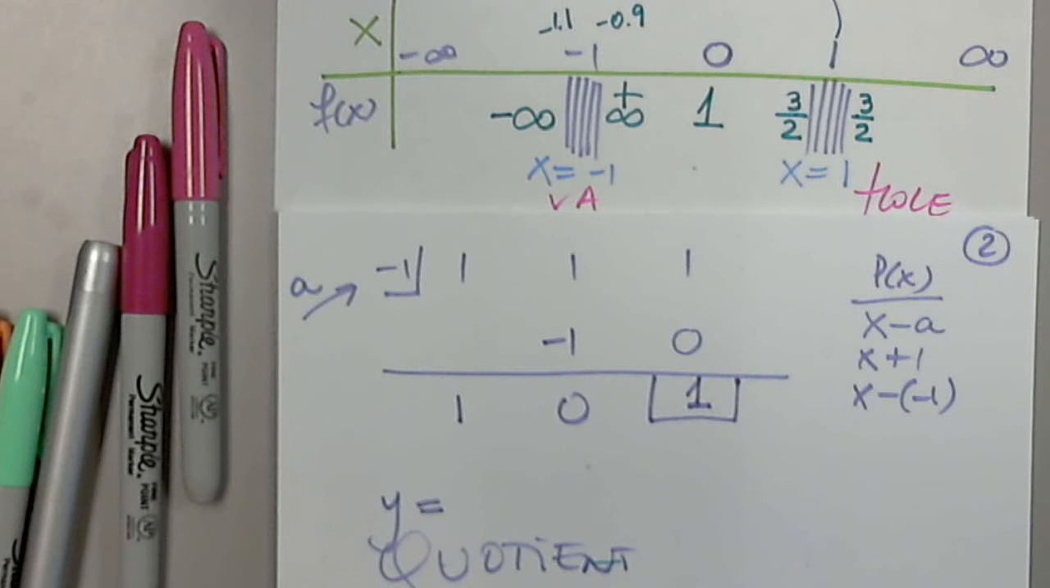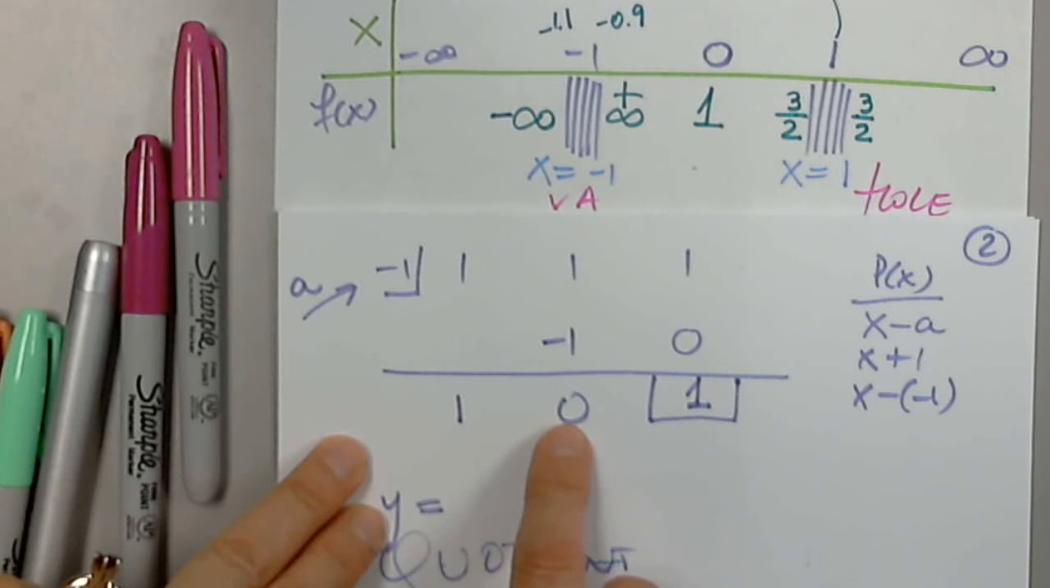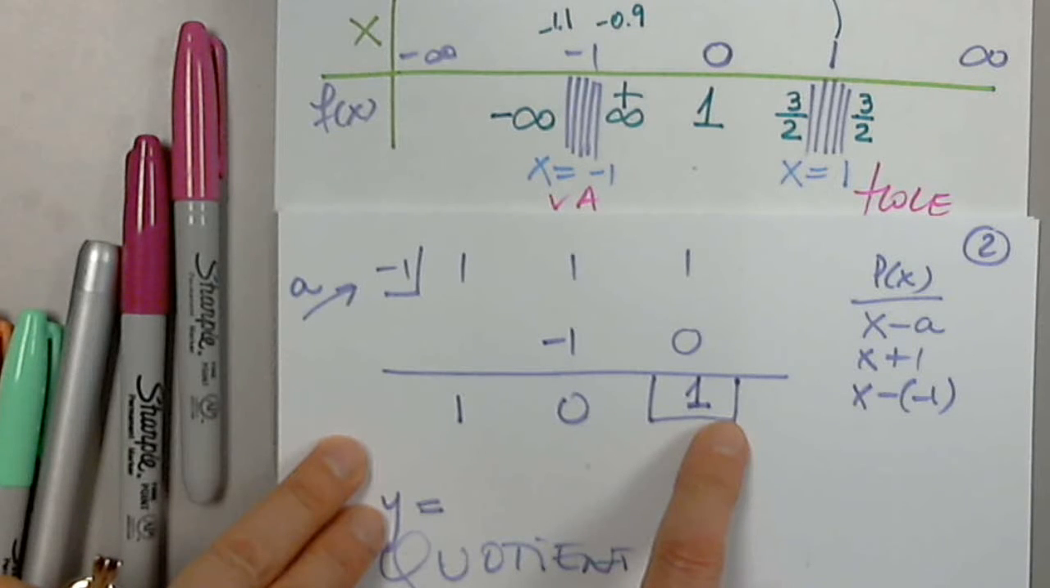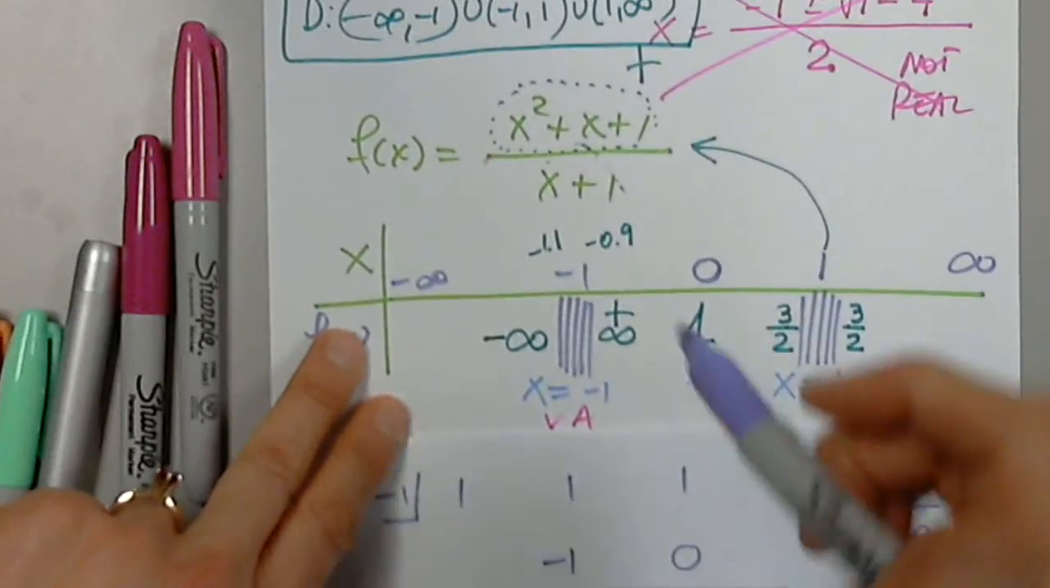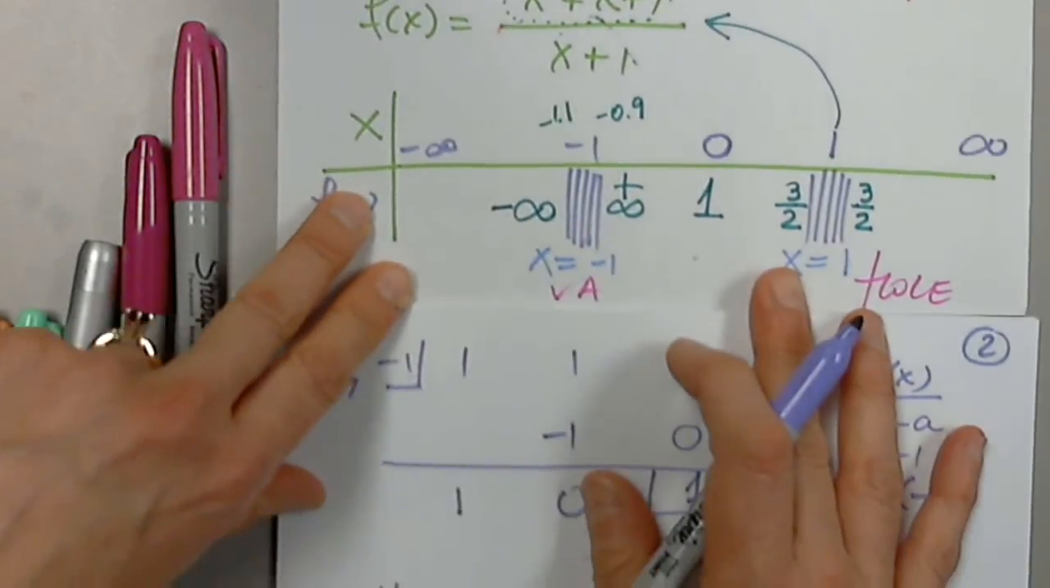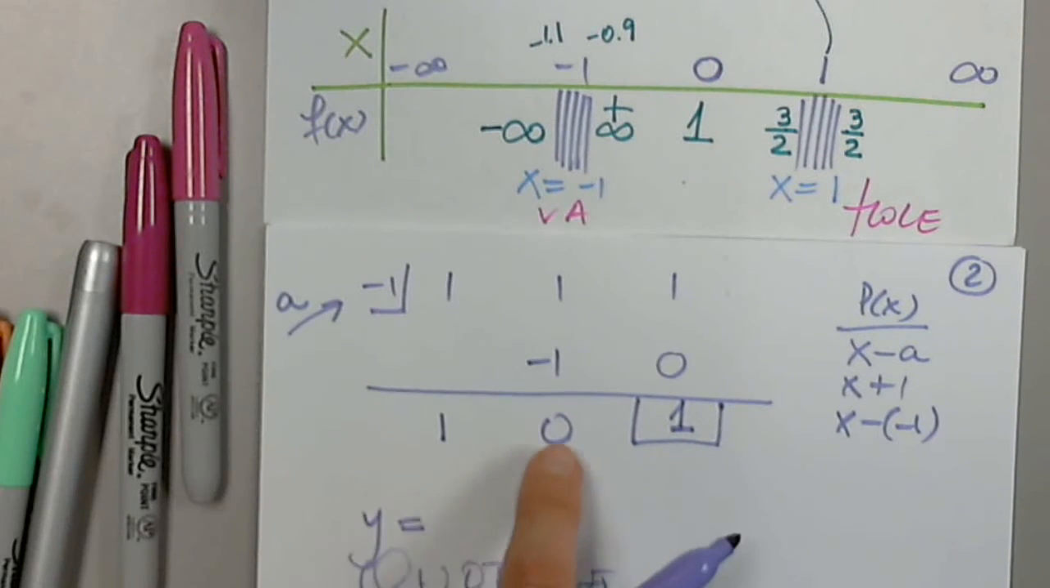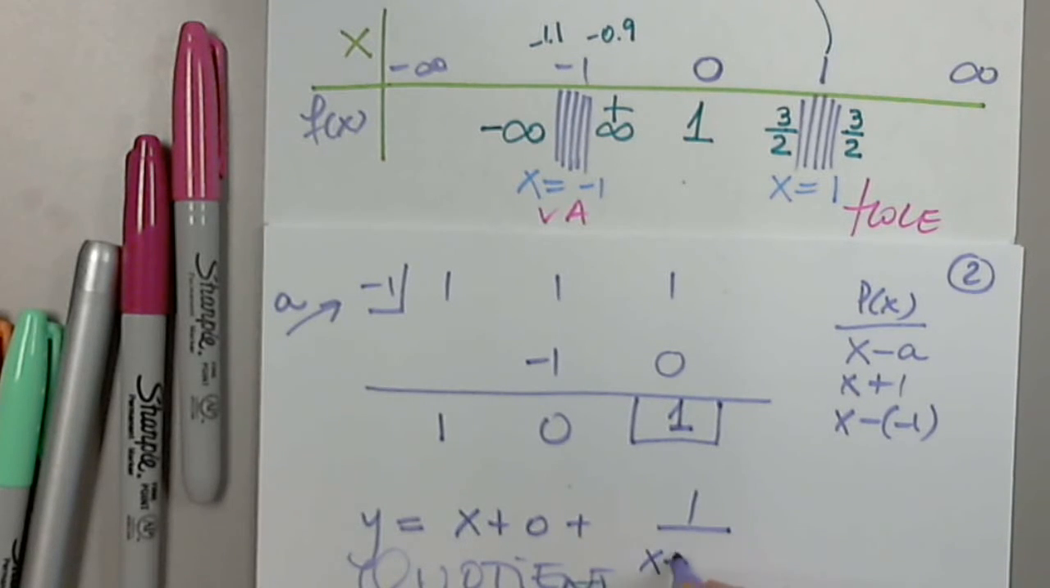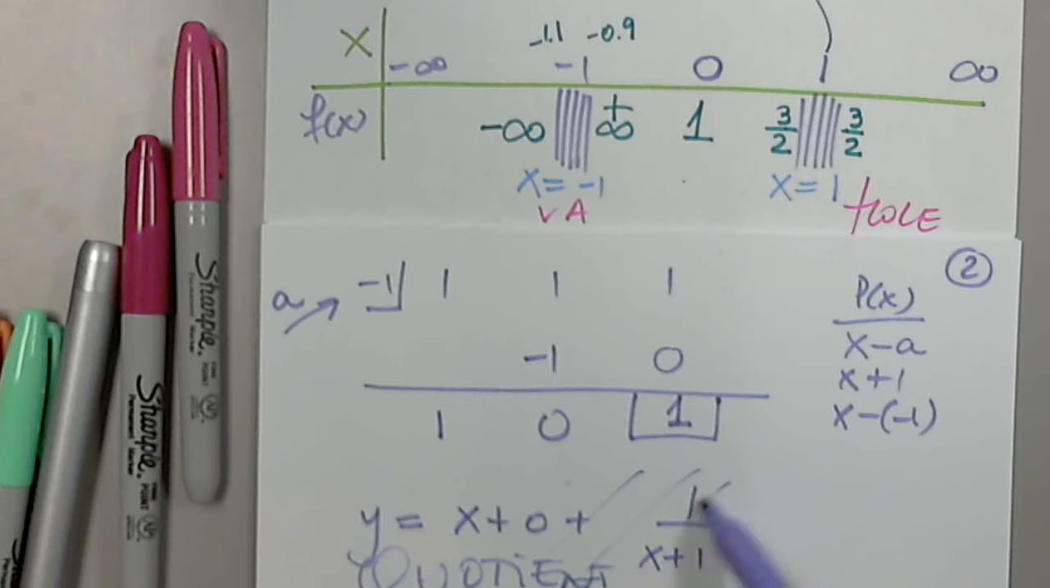If you say 1, that's degree 0. I divided degree 2 by degree 1. If I write x squared, then this is x, and then this is the remainder. So when I divide degree 2 by degree 1, the answer has to have degree 1. So that's why it's x plus 0 if you want. So it will be x plus 0 plus 1 over x plus 1.